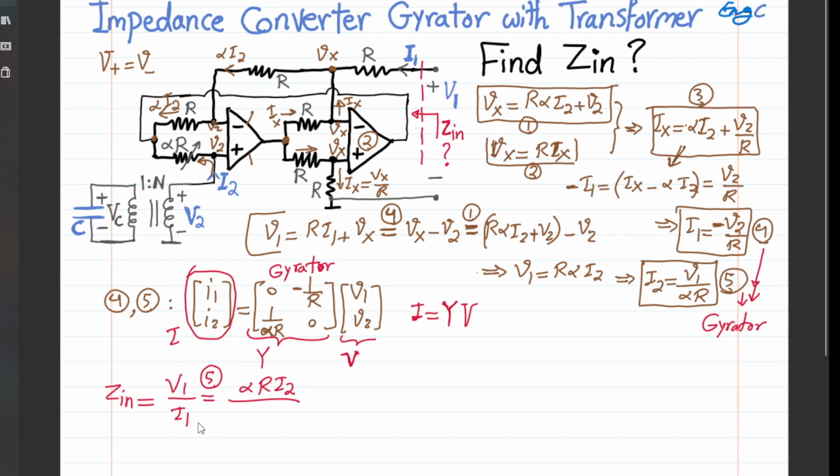Great. For I1, I am going to use number 4. So using 4, I get I1 is negative V2 over R. Okay, great. So what did I get? I get negative alpha R squared times I2 over V2. That's what I got.